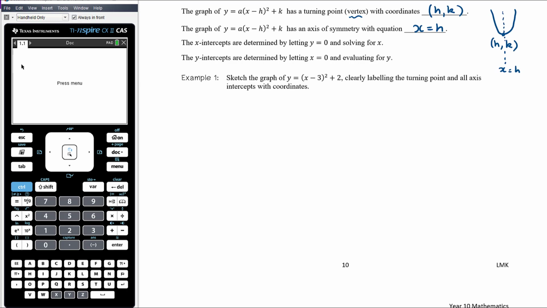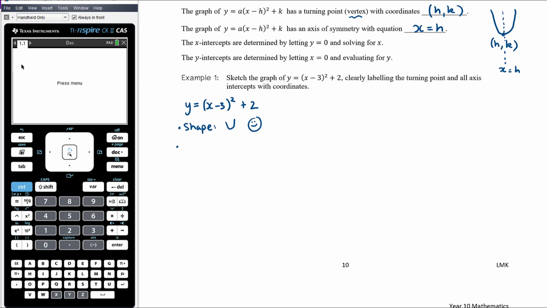Okay, example 1. Sketch the graph of y equals x minus 3 all squared plus 2, clearly labelling the turning point and all axis intercepts with coordinates. Okay, so y equals x minus 3 all squared plus 2. So we want to think about the things that we learn straight away from this. So we learn that there's no reflection, there's no negative out the front here, so the shape is happy. So the shape is going to go this way. We have a happy parabola.